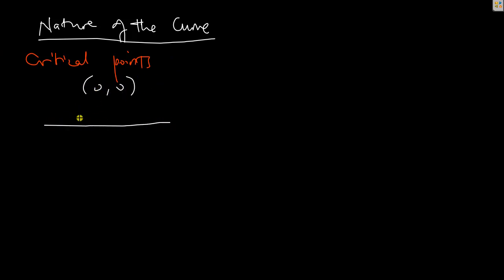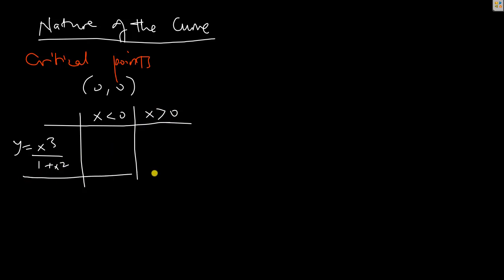So let's have our expression y equals x cubed divided by 1 plus x squared. We want to test what happens when x is negative and what happens when x is positive. So if I put in a value of x that is actually negative into this expression, I'll have a negative value. If I put in a positive value, I will have a positive. So that means, I'll just show you what that means here.